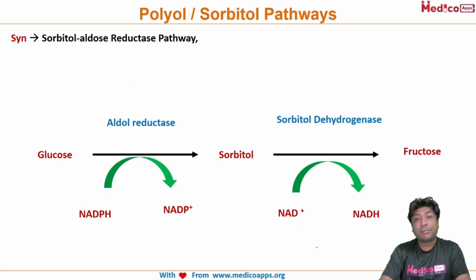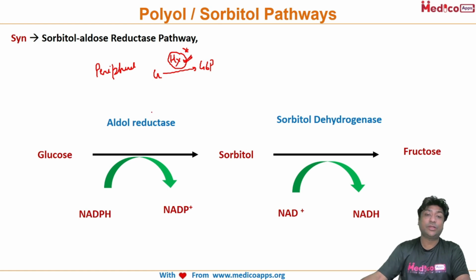Let's now learn another minor metabolic pathway, that is the polyol pathway or sorbitol pathway. So what happens in peripheral tissue? We know that peripheral tissue has hexokinase. Hexokinase converts glucose into glucose 6-phosphate. We know the important property of hexokinase. I've taught you in your glycolysis class that it gets very easily saturated.